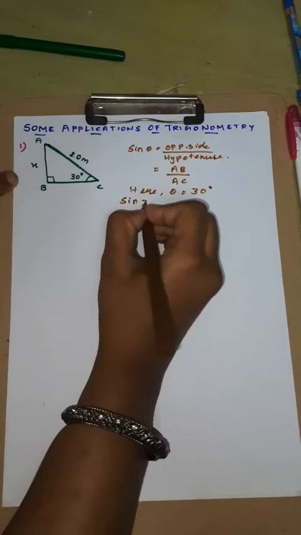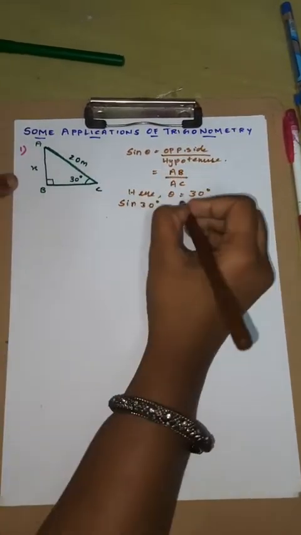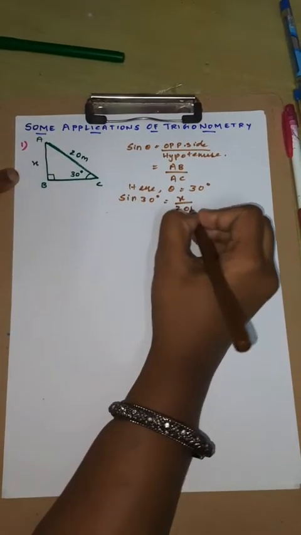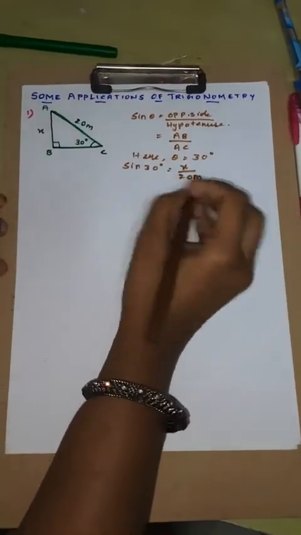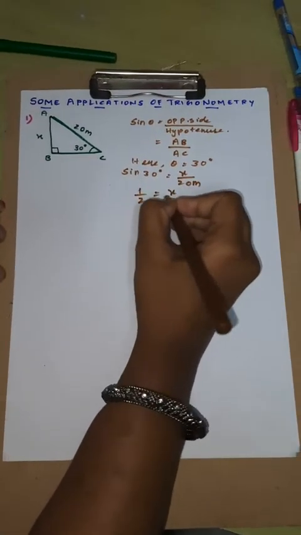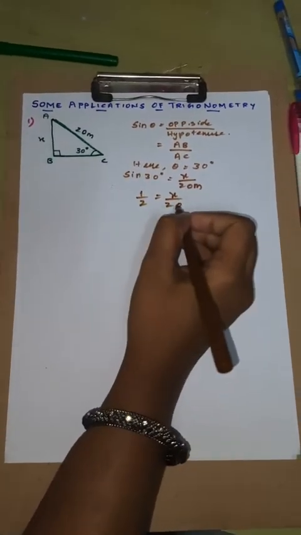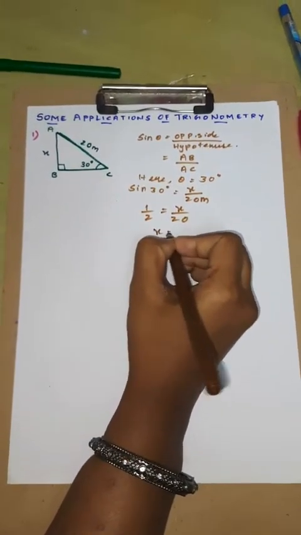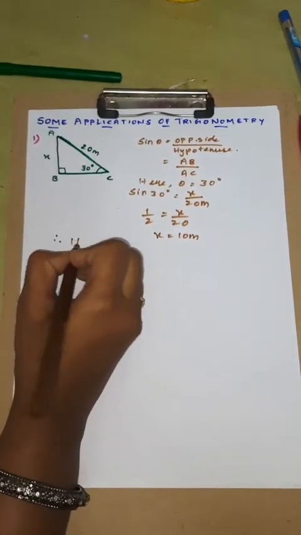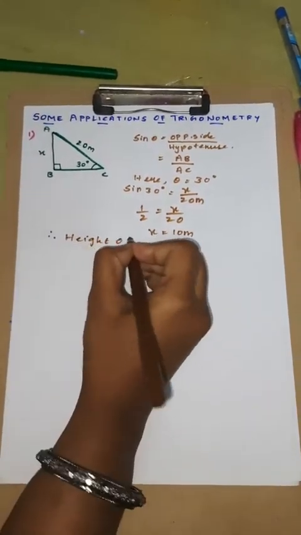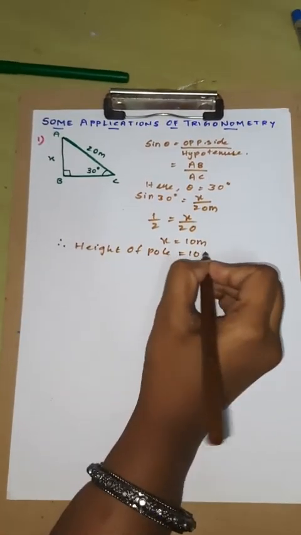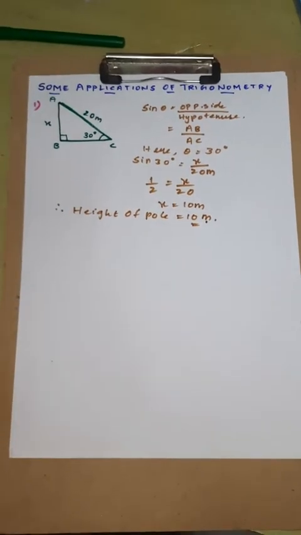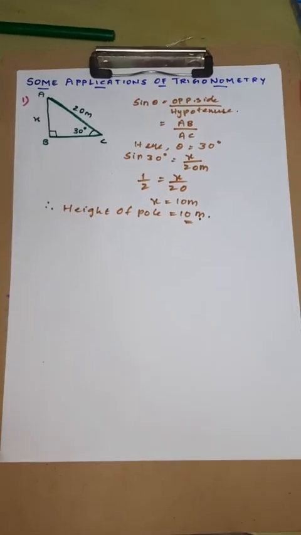So sine 30 is equal to, what is AB? It is the length which we have to find, which we named as x. And what is AC? It is given as 20 meters. So from the trigonometric table, we know that sine 30 is 1 by 2, which is equal to x by 20. So on solving by cross multiplication, you will be getting x to be 10 meters. Therefore, height of the pole is 10 meters. And remember to mention the units also. The units should be same as mentioned in the question. So this is how you solve the first question.